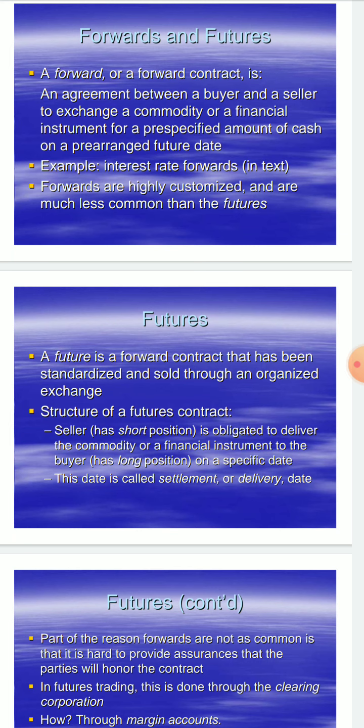There's no difference between a forward contract and a future contract except this. A forward contract is between individuals A and B. The future contract is also between individuals A and B, but there will be a third party who will settle the contract. We call it a future contract.